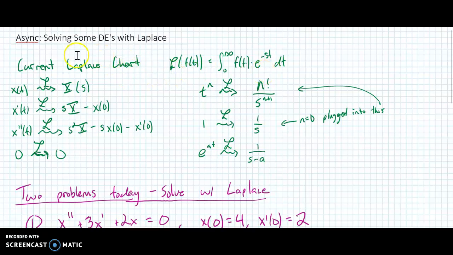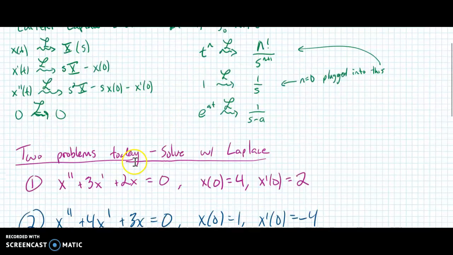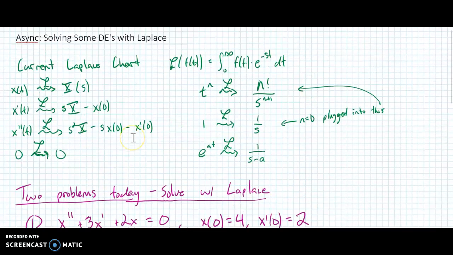All right, today you are going to do two problems with Laplace. These two right here. I want to talk a little bit about this stuff here. First, we have our current Laplace chart. You can use all this stuff. You don't need all of it for everything that we're going to do here today, but we will eventually use all of this.